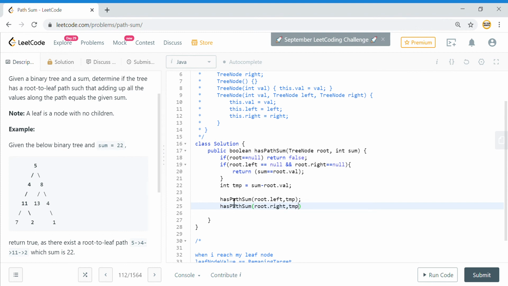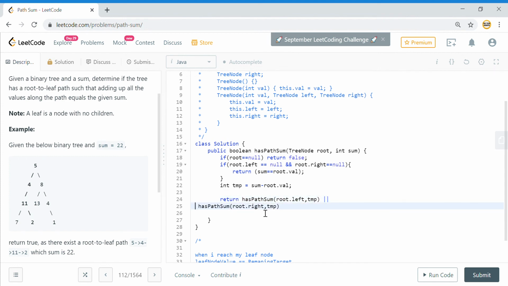So if one of these two is true, it means that I have found a path where the sum is equal to the target that has been given to me. Otherwise I will return false. Actually I will get the value from here only, since this is returning a boolean. So if either of these is true, I'm good, I found the path. So this can be an OR condition and I can put a return here.